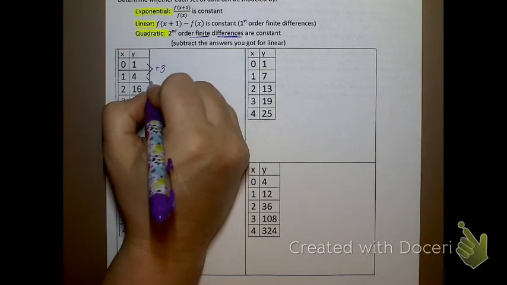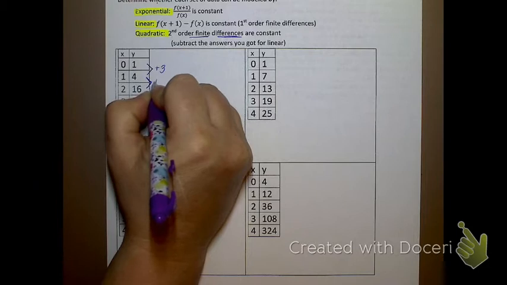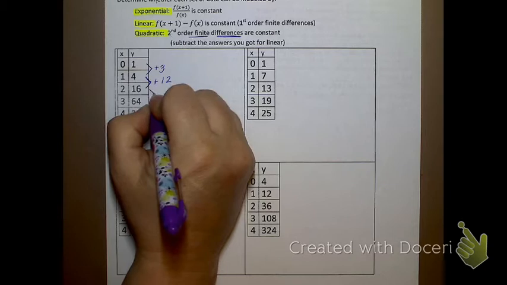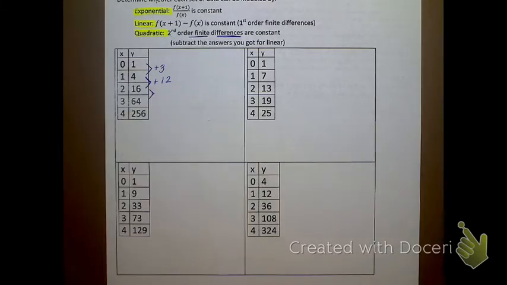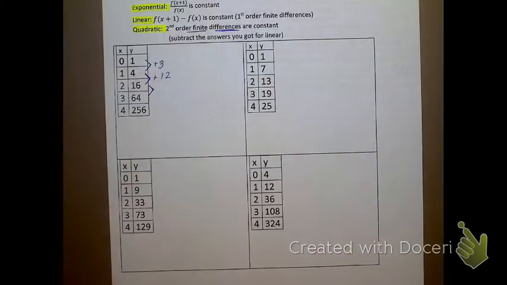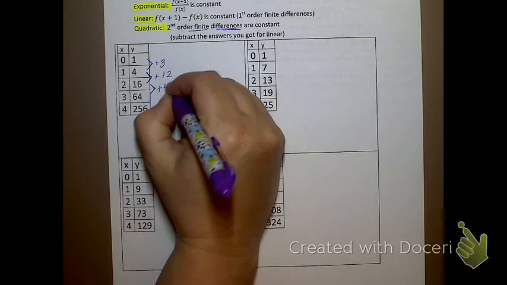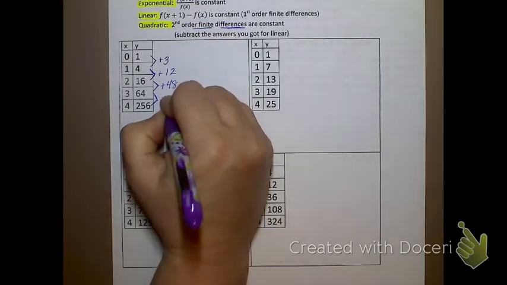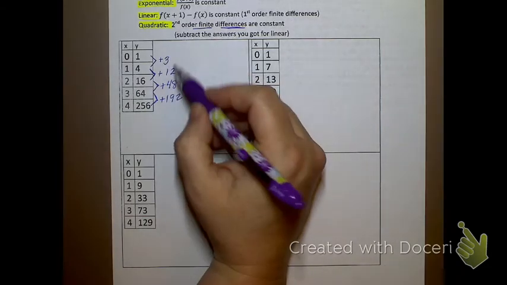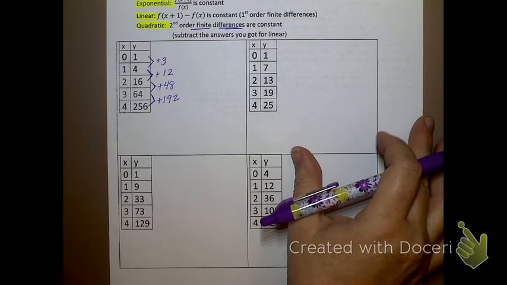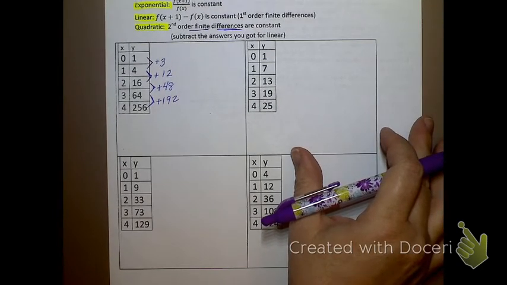To get from 4 to 16, I had to do what? Add 12. To get from 16 to 64, add 48. And then to get from 64 to 256, add 192. Now, these numbers may have a pattern to them, but I'm not really concerned about that right now. Okay? That's my first order finite differences.